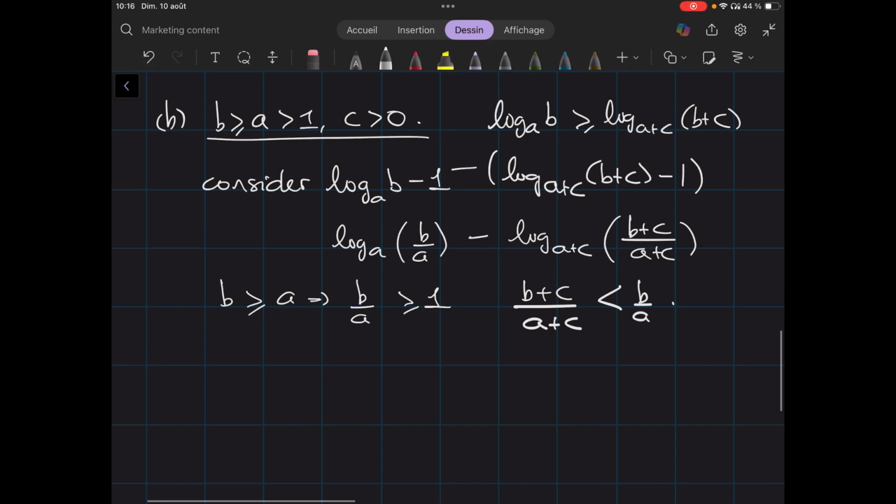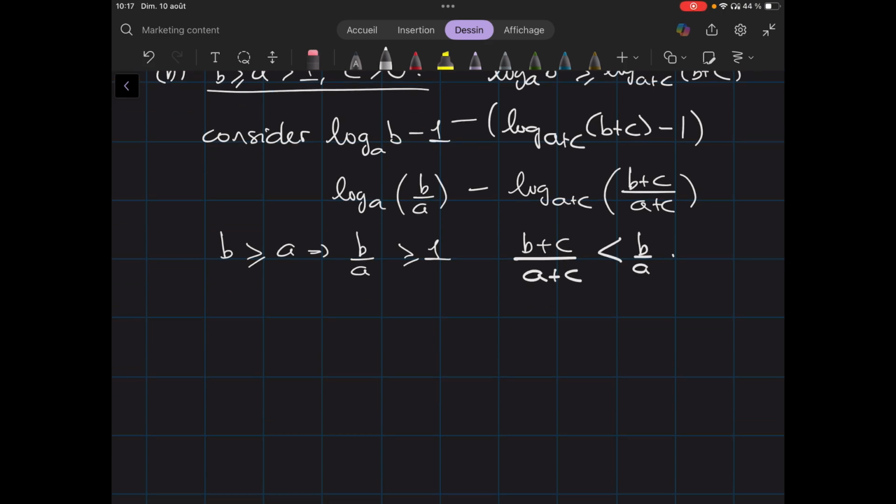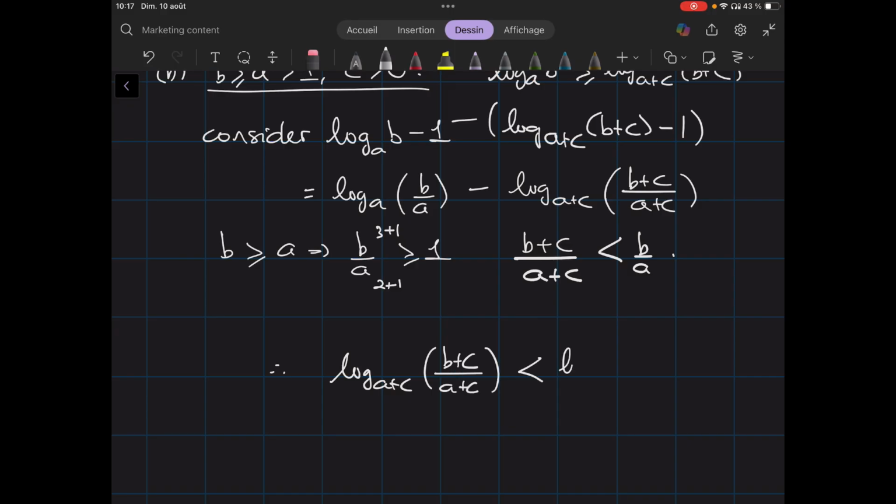If you're not sure, just plug in some random numbers. If B is 3 and A is 2, 3 plus 1, that's 4. 2 plus 1, that's 3. 4 by 3 is less than 3 by 2. Therefore, we can continue our line of reasoning up here. This is, therefore, log of A plus C of B plus C divided by A plus C is less than log of A plus C of B divided by A.